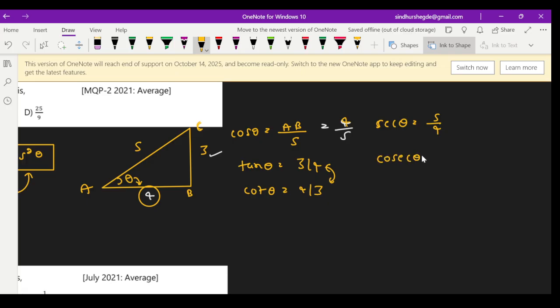Next, cosecant theta. Cosecant theta is nothing but 1 by sin theta. Flip the value of sin theta. Sin theta we already got, that is 3 by 5. So cosecant theta is 5 by 3.